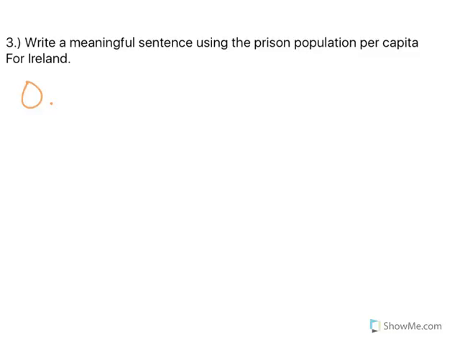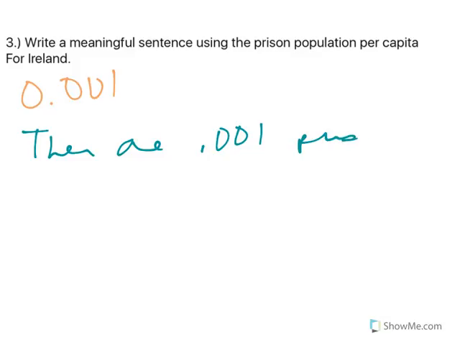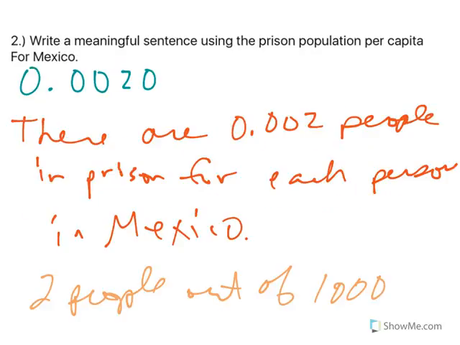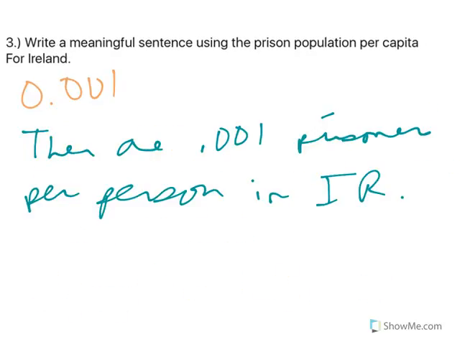Well, Ireland is 0.001. So a similar statement to that of Mexico. There are 0.001 prisoners per person in Ireland. I probably should have said, oh, I did say in Mexico. Okay, in Ireland. You always want to give your location.